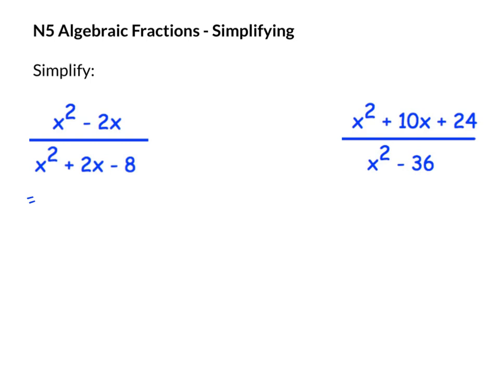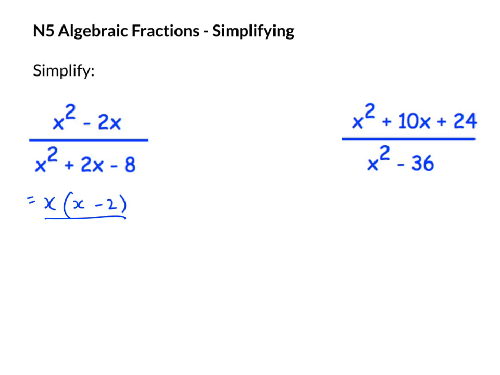On the top, I've got x squared minus 2x. Both of these have an x in common. So I can take out an x and be left with x minus 2. So I've rewritten the top in its factorised form.